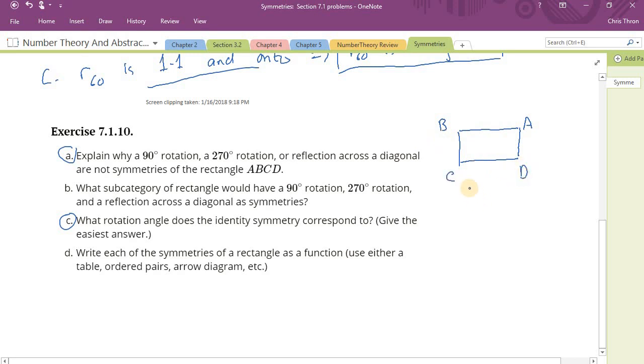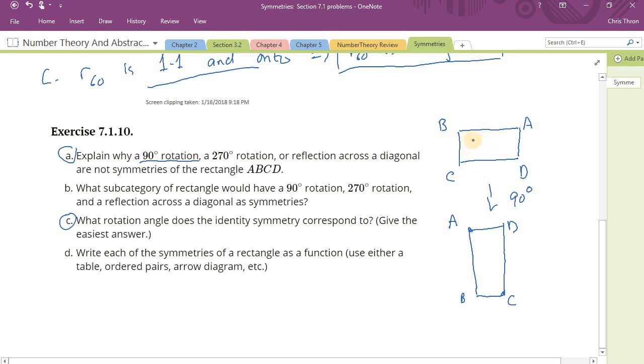Now, it can be helpful for you to make a model yourself and rotate your model yourself. Suppose I do a 90-degree rotation of this. If I do a 90-degree rotation, then what's it going to look like? The A is going to go up top. I'm going to have a rectangle that actually looks vertical. So I would have A here, B here, C here, and D here.